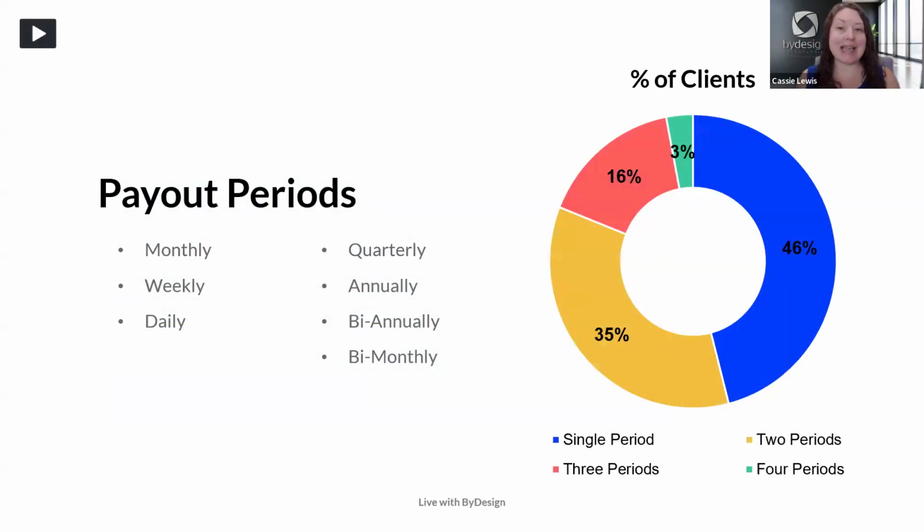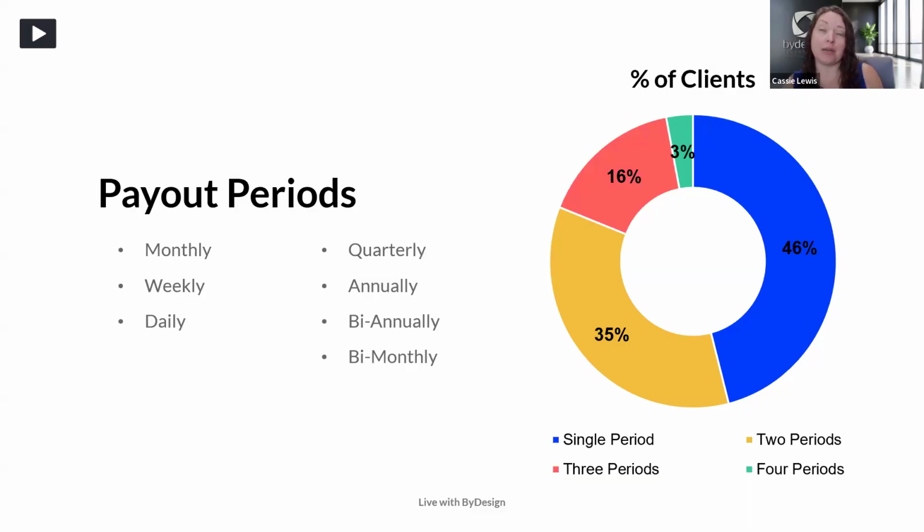Up next, the second trend that I'm seeing, and this one is a big one, is the payout periods. Ten, 12, 15 years ago, primarily everybody was paying out on a monthly basis. Comp plans had monthly pay periods. You achieve a rank in a month, you get paid for the entire month. That is just not the case anymore.